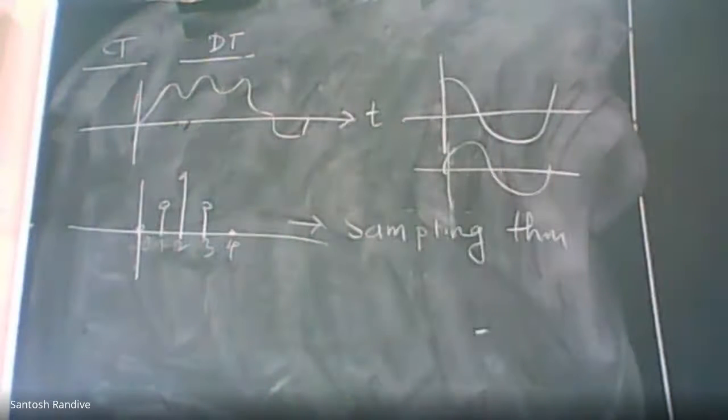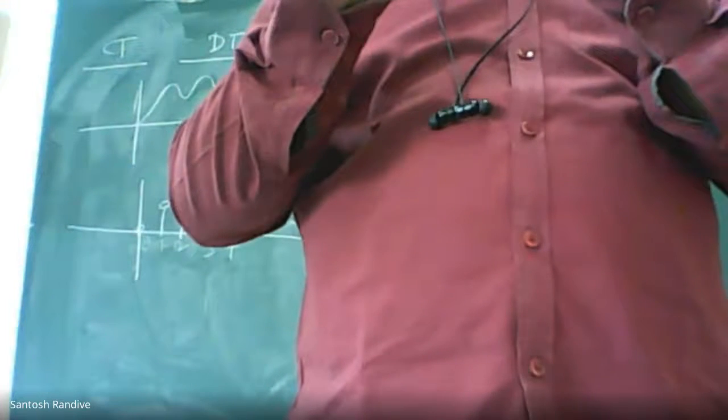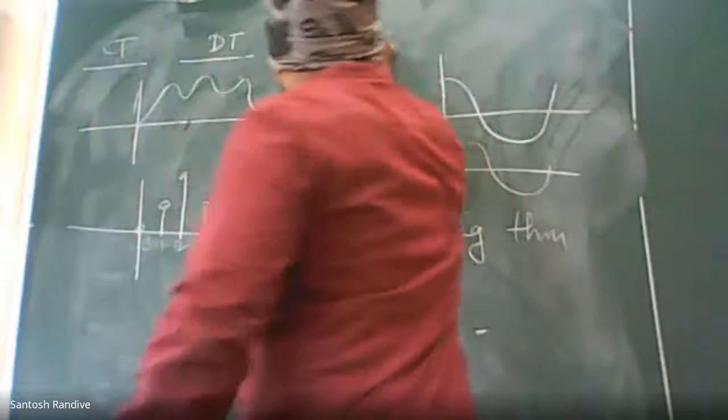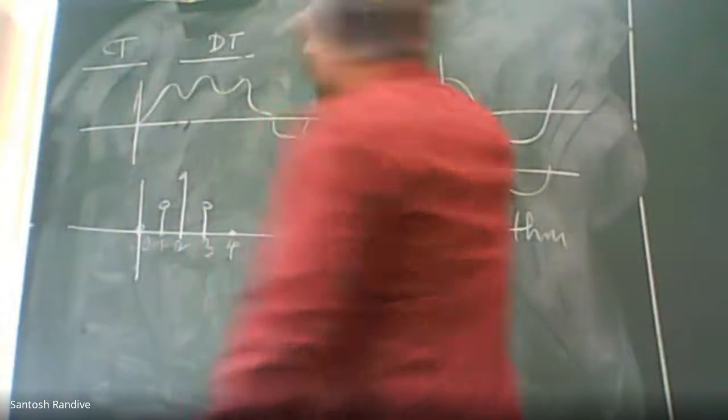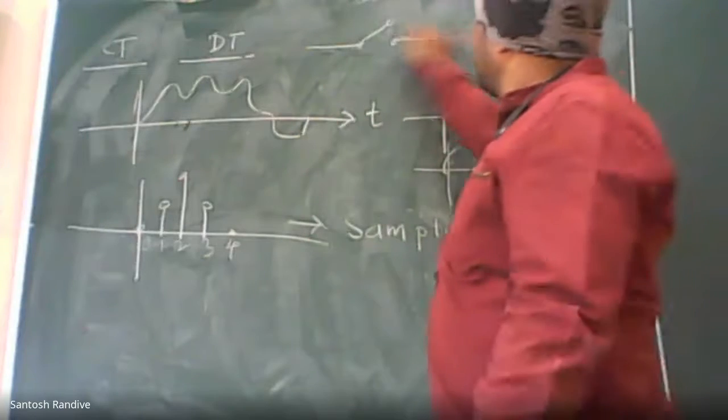Generally, what is the process? Sample and hold circuit is there. Do you know the sample and hold circuit? What is a sample and hold circuit? It's just a switch. It's just a switch which is called a sample and hold circuit.